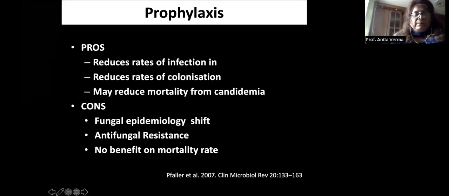So there are advantages and disadvantages with prophylaxis. The pros of antifungal prophylaxis are that it has reduced the rate of infection, reduced the rate of colonization, and reduced the mortality after candidemia. But the cons are that the fungal epidemiology shifts. We have seen that increasing use of fluconazole has caused a shift towards Candida glabrata and antifungal resistance, and there is no proven benefit on mortality rate in our liver transplant population.